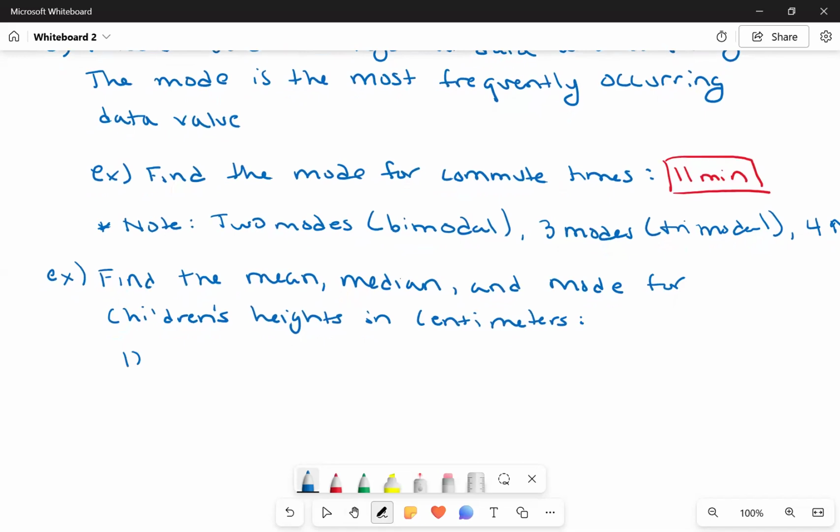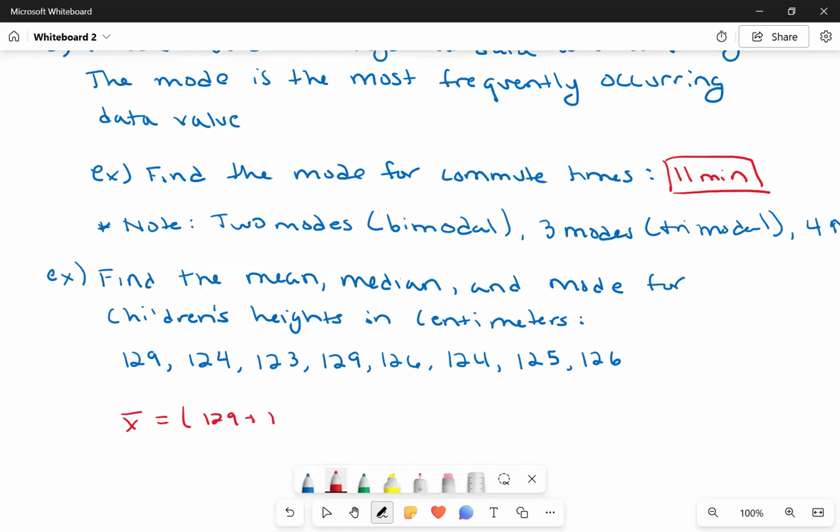So we have 129, 124, 123, 129, 126, 124, 125, and 126. Okay, so let's start by finding the mean. I'm going to use that symbol X bar to represent the mean. And I'm going to go ahead and total these all up. I like to write it down. I just think it's nice to see the steps that I'm taking, even though I'm going to do it in the calculator.